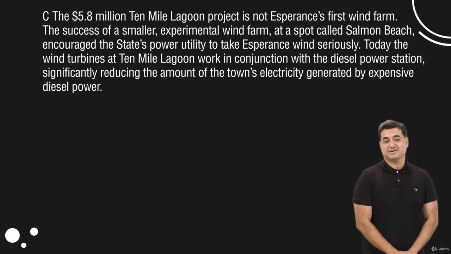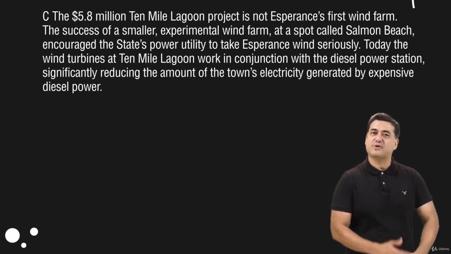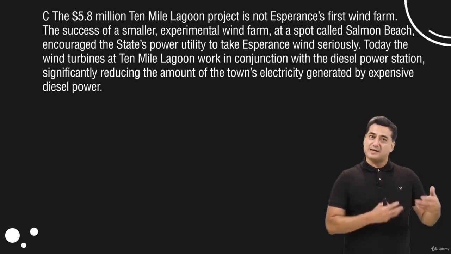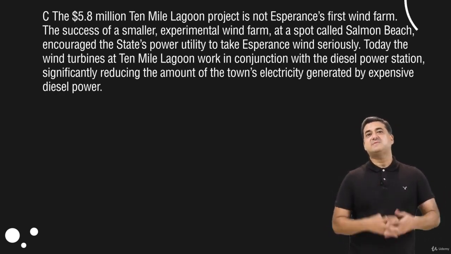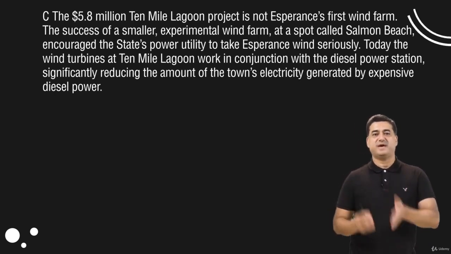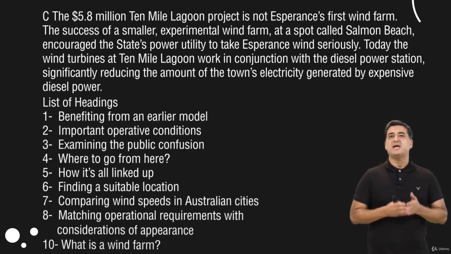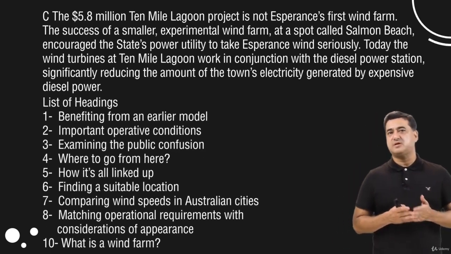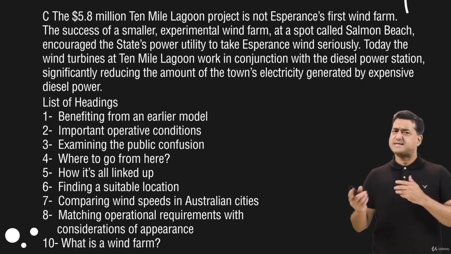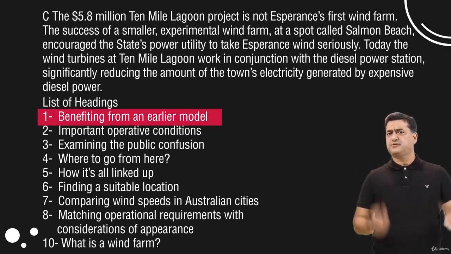So the first heading that comes to our mind is benefiting from an earlier model. There was an earlier model, as mentioned in the second sentence, the success of a smaller experimental wind farm at a spot called Salmon Beach encouraged the state power utility to take Esperance's wind seriously. And even the first sentence also says that this 5.8 million project is not the first wind farm.